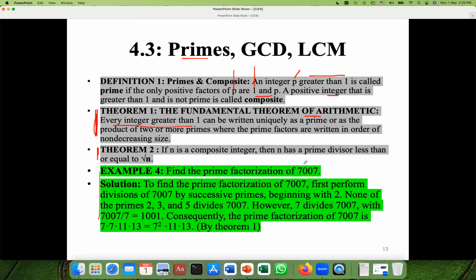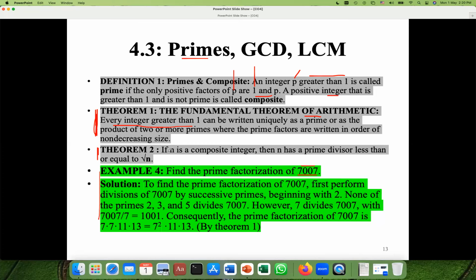For example, this 7007. Find the prime factorization of this one. So here you are seeing 7 multiplied by 7, 11. So all are prime numbers, and here we have more than 2 prime numbers. So this integer we can represent as the product of 2 or more primes, or as a single prime number.